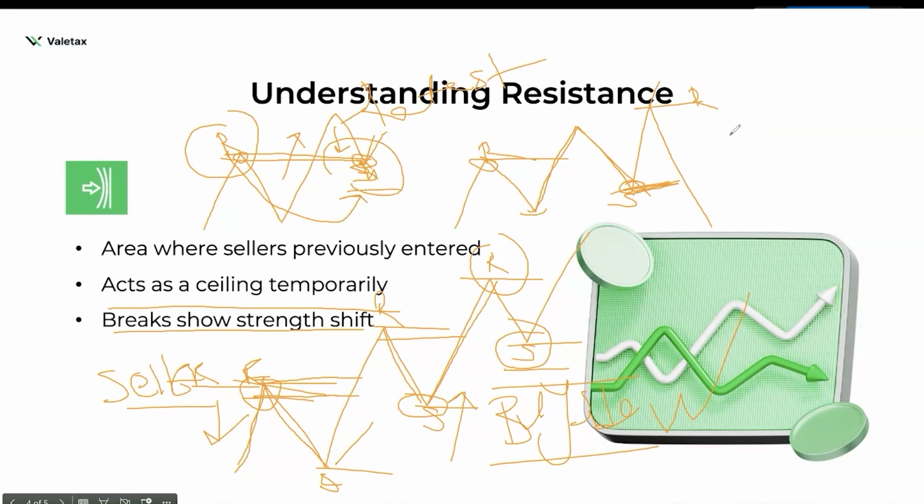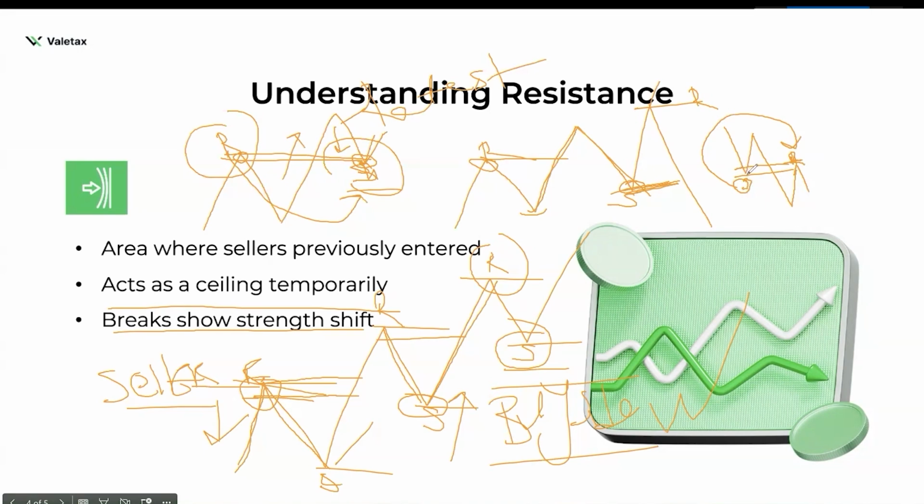Likewise, if a support level is broken and price retests the previous support level, we then say what? That support has then become resistance. So support becomes resistance. And that is the simplest way to understand support and resistance.